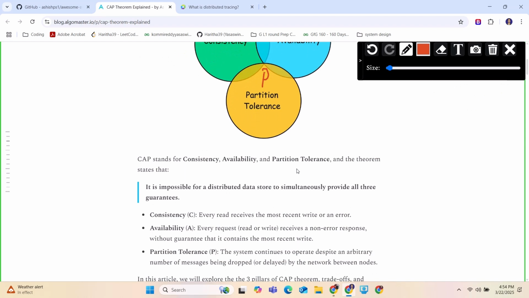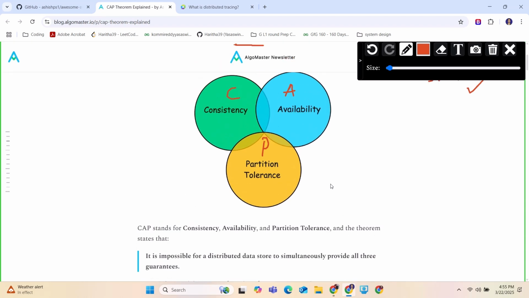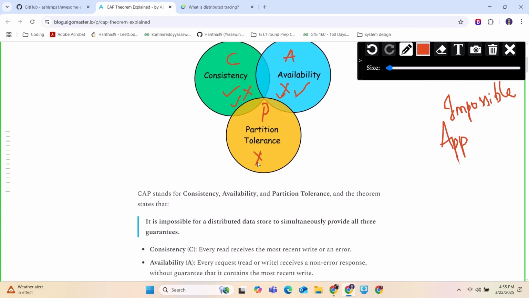CAP stands for consistency, availability, and partition tolerance, and the theorem states it is impossible for a distributed data store to simultaneously provide all three guarantees. That means for any website or application, it is impossible to provide all these guarantees. If it has consistency, maybe availability won't be there. If it has availability, consistency will be lacking. If it has both, partition tolerance may not be there. It is almost impossible to have all three.